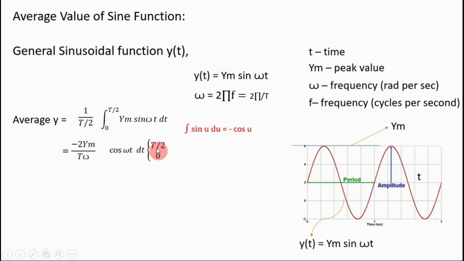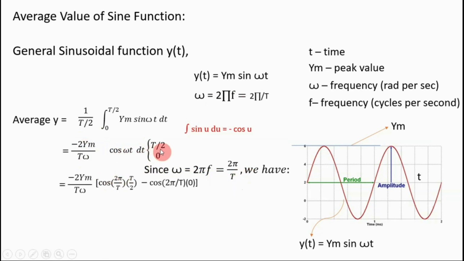So the result will be negative 2ym over 2 omega, cosine omega t dt, from 0 to t over 2. Since this is our value for omega, 2 pi over t, instead of writing omega here, we substitute 2 pi over t. So in cosine omega t, we have 2 pi over t, and small t here will be substituted by t over 2, minus the other point, 0. So cosine 2 pi over t times 0.